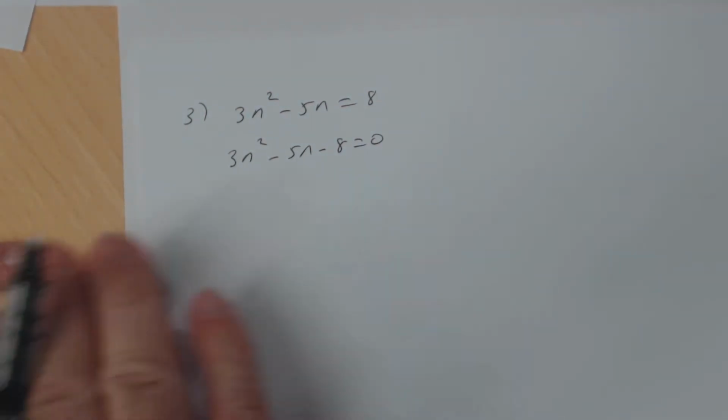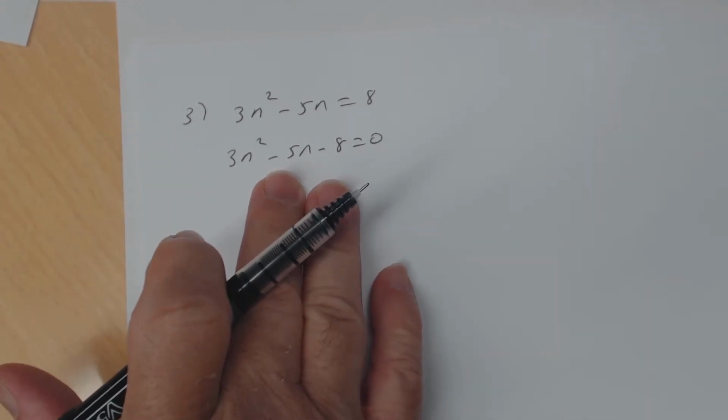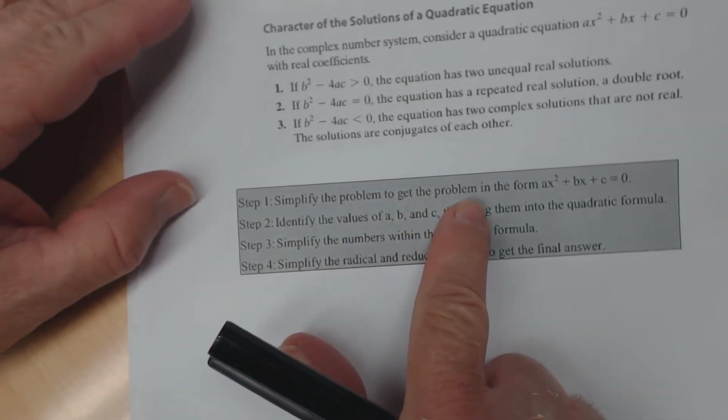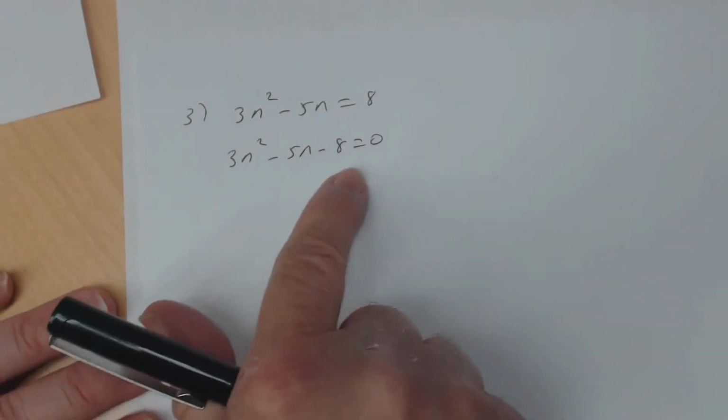All right, now at this point, remember that's step 1. So step 1 was to make sure it was in standard form. So remember it said to simplify the problem to get the problem in the form ax squared plus bx plus c equals 0. So we brought everything to one side.